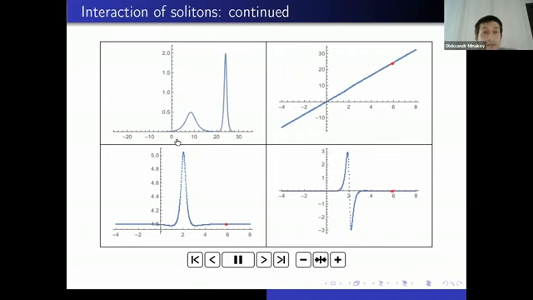Then on this picture we see the speed of the big soliton. First it goes with a constant speed, then it increases the speed, and then it goes back to the original speed. And on the fourth picture we see the acceleration of this big soliton when it interacts with a small soliton.